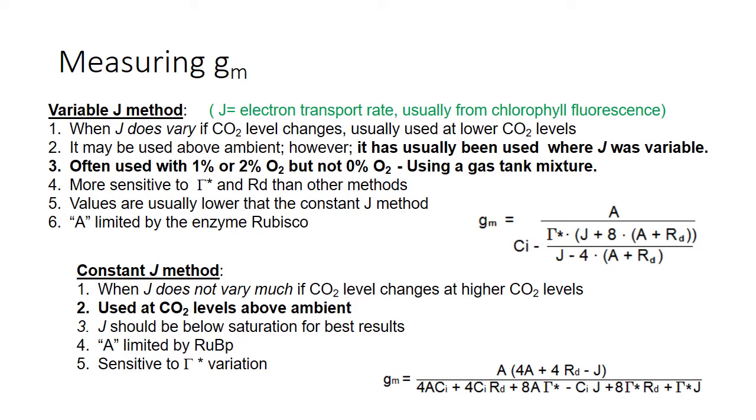The constant J method. It's commonly used where J does not vary much if CO2 levels change at higher CO2 levels. Usually, it's used at CO2 levels above ambient. J should be below saturation for best results. A, or photosynthetic rate, is limited by RuBP, and the method is sensitive to gamma star variation.